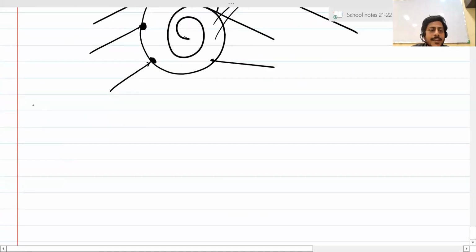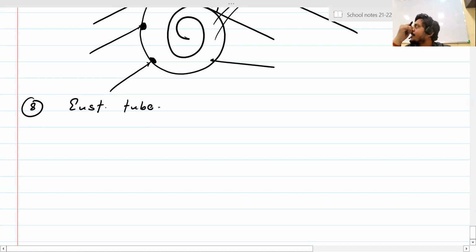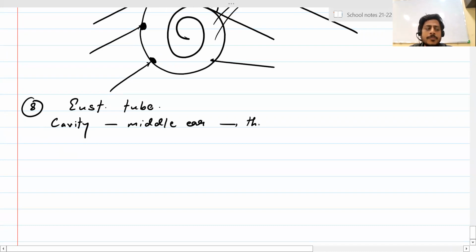The eighth question that we have was eustachian tube location and function. Eustachian tube का location and function. So eustachian tube का location is connecting the cavity of the middle ear to the throat. So middle ear to throat, or middle ear to pharynx I prefer, but if you can't remember the word, you can write cavity of middle ear to throat.